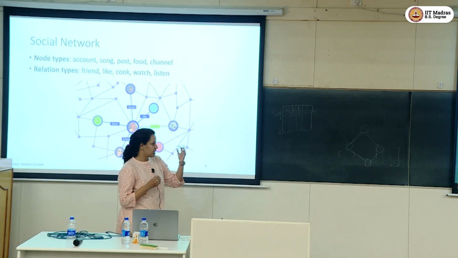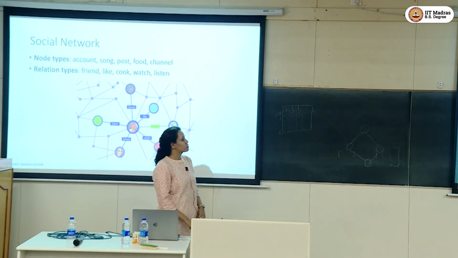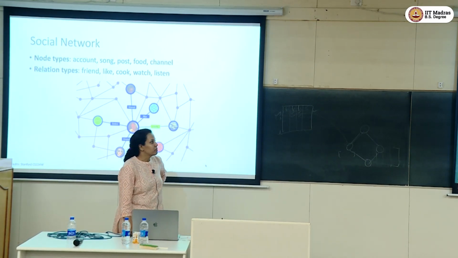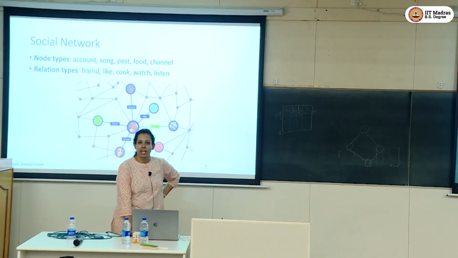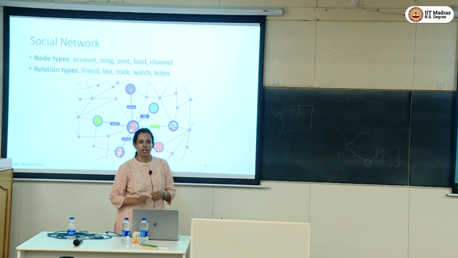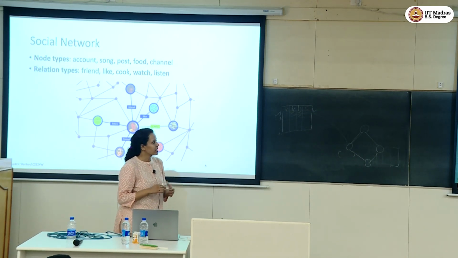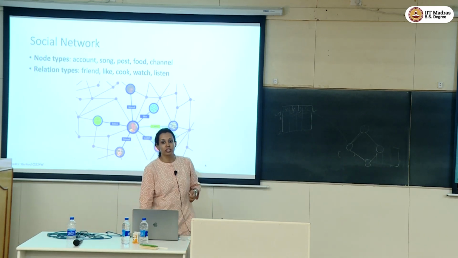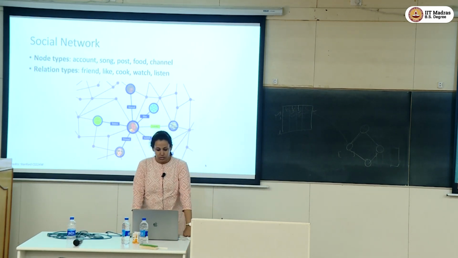Now there are some examples I have, let's say, social networks. All of you know, right? Node types can be any account or any post, channel or anything, depending on different kinds of social networks. Then there can be different relation types. You like, you comment, you join some group. So those can be edges. So this is one example.